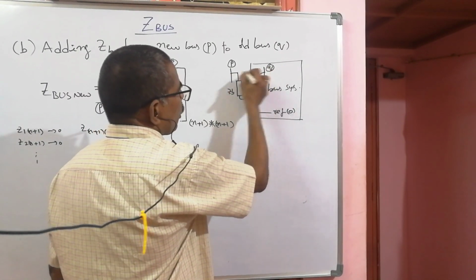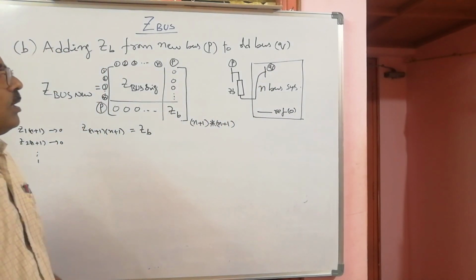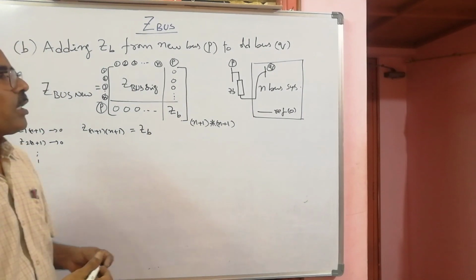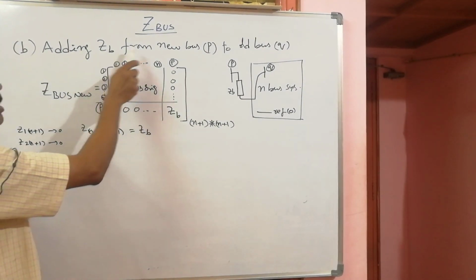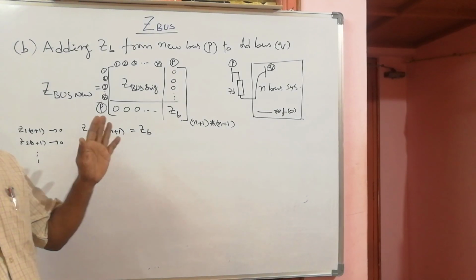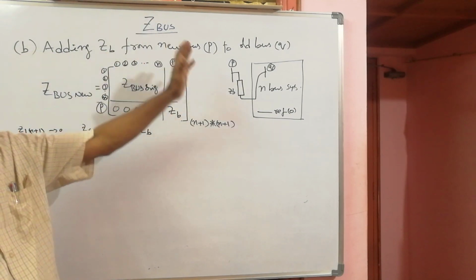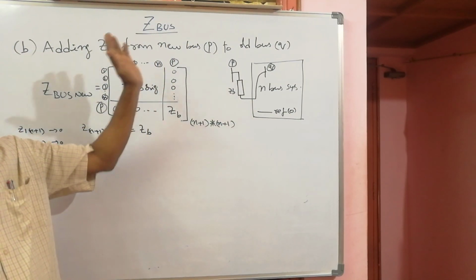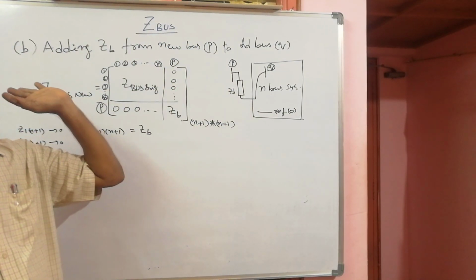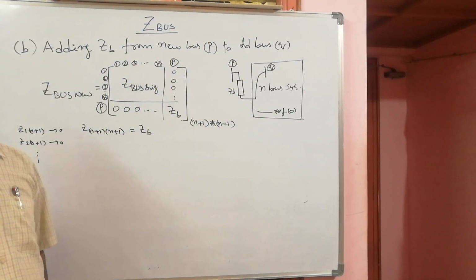Okay, you can even draw here because the space is small. I want to do it in a vertical manner. So you are adding ZB from new bus P to old bus Q. This is case B. So when you refer to case B, it means it is always adding from the new bus to the existing bus. Adding ZB between new bus to existing bus.